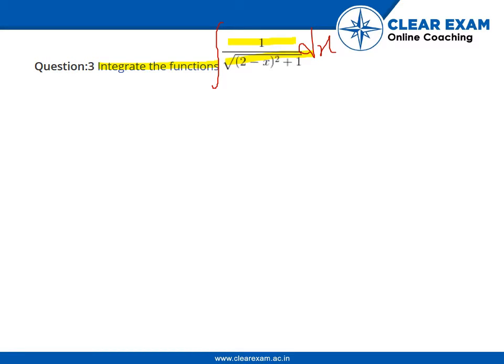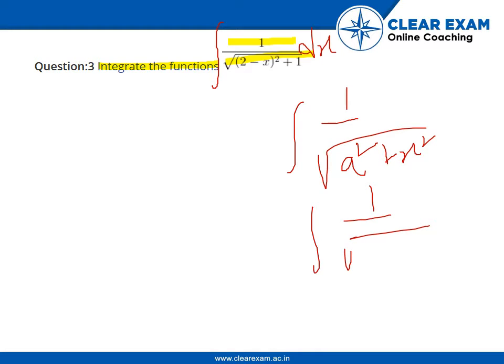Now you can see that this looks strikingly similar to a standard formula, that is integration of 1 upon root of a square plus x square, something like this, or integration of 1 upon under root 1 plus x square. This is similar to this. So we just have to simplify this expression and try to convert it into one of these forms. So let us see how we do that.